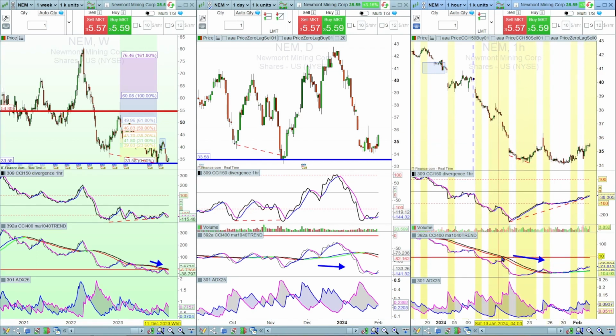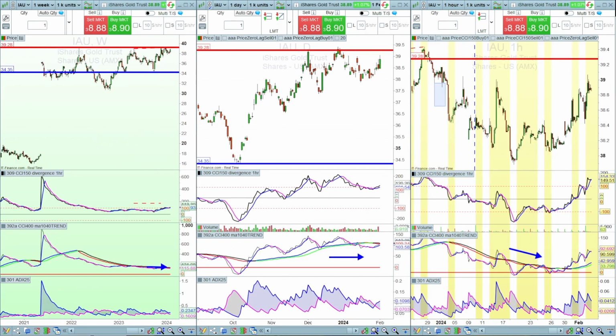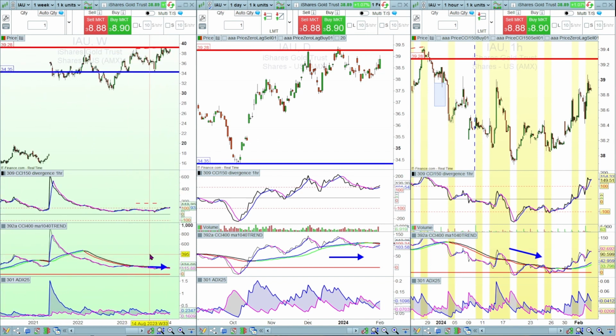The hourly moving average of the CCI 400 is showing bullish, and so is the ADX 25 as well. So that's in line with potentially a bounce at this level here on the CCI 150. Next we've got Shares Gold Trust, IAU. And again, we've got a bullish movement on the ADX, somewhat neutral to bearish on the CCI 400, so not giving us much clearance there.